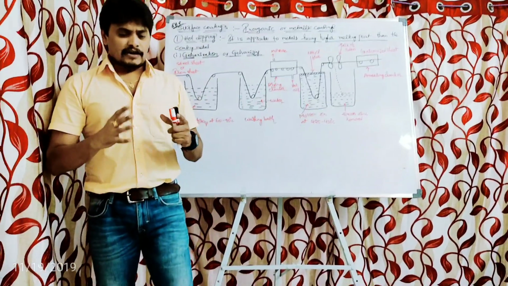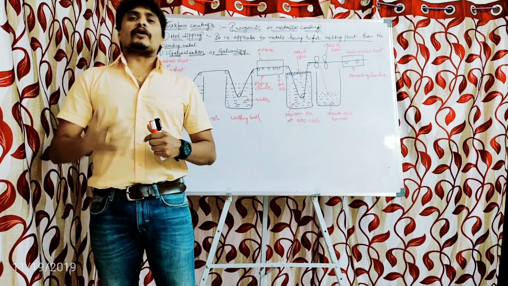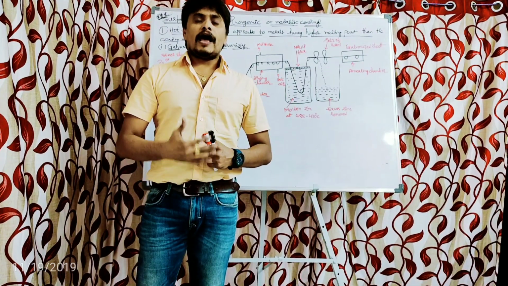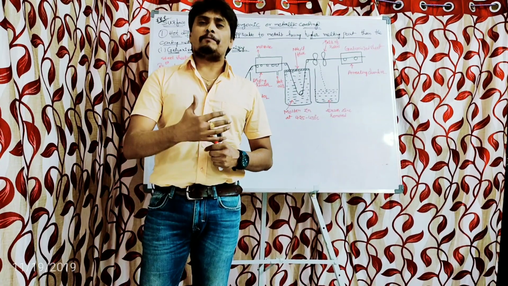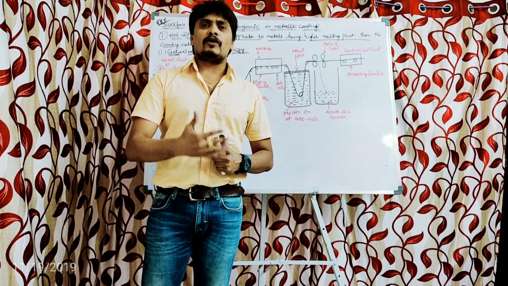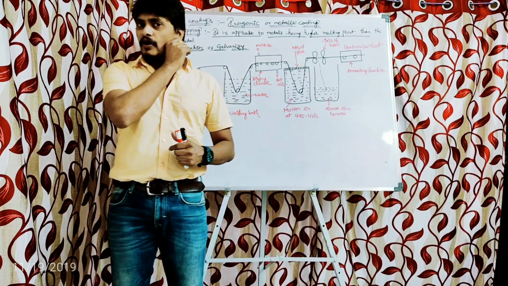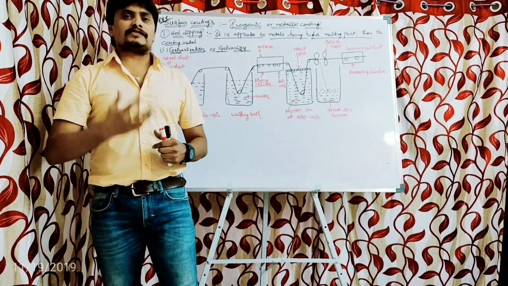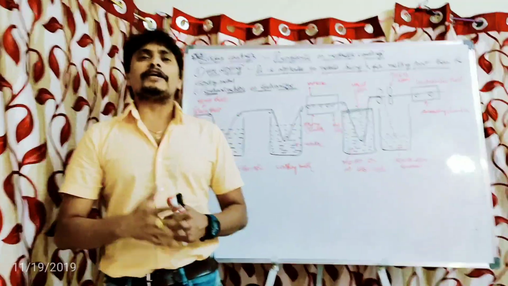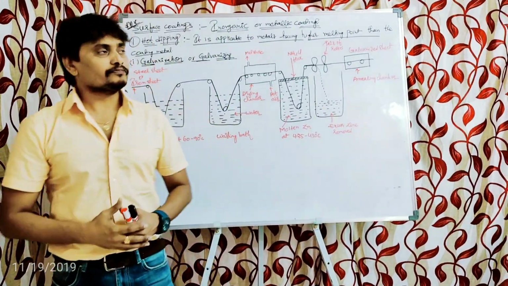These surface coatings are basically classified into two types. The first is organic coatings and the second is inorganic coatings. Examples of organic coatings are paints. However, I am not going to discuss paints because they are not a part of the syllabus. If you ask on demand, I will make a video on paints, but it is not important from the examination point of view.